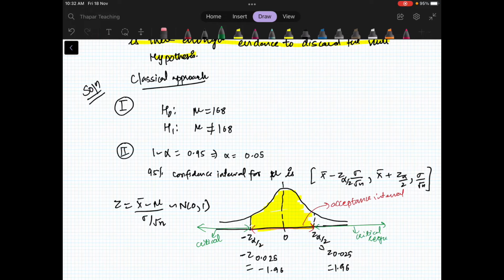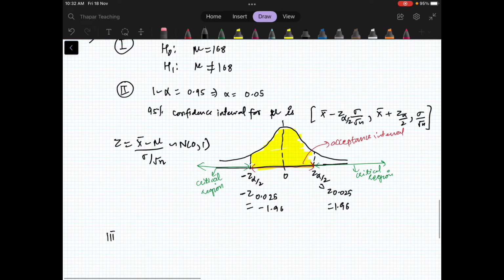So this is what you are going to do in your classical approach. Fine, so this was your step 2. Now in step 3, you will calculate your sample statistics. So let us find out what are the things given to us. n is 36, x bar is 169.5, and sigma is 3.9.